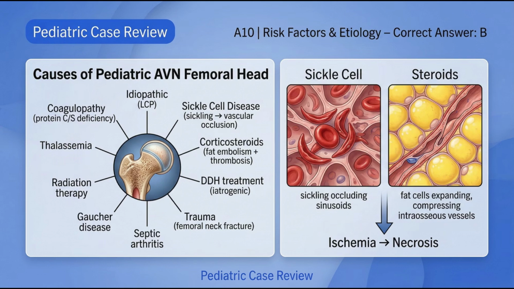Other secondary causes include coagulopathies such as protein C and protein S deficiency, thalassemia, Gaucher disease, radiation therapy, septic arthritis, trauma, and iatrogenic injury from treatment of developmental dysplasia of the hip.